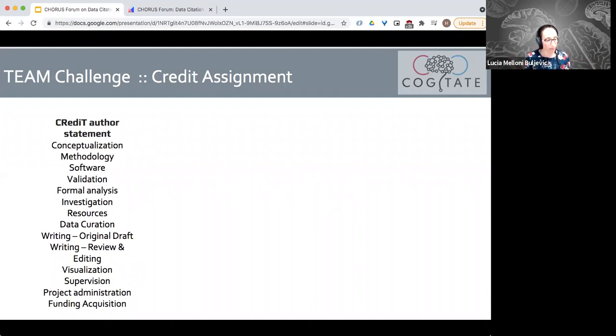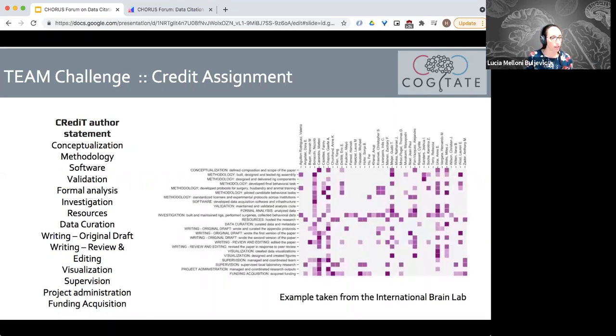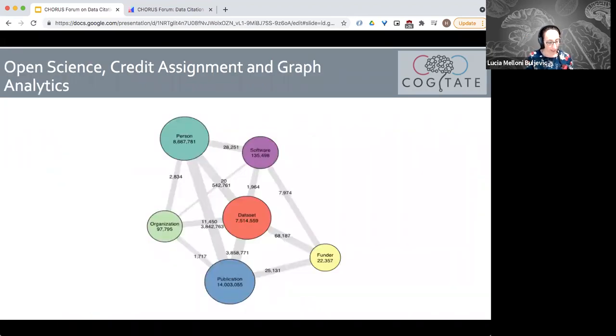So other international consortiums, such as the International Brain Lab, have tried to solve this riddle by creating a roster of different roles where they try to put for every researcher what they have contributed to, which actually makes it better, except for the fact that a lot of this information does not necessarily trickle down the different research outputs that we have and doesn't necessarily even go into the data citation counts that we have.